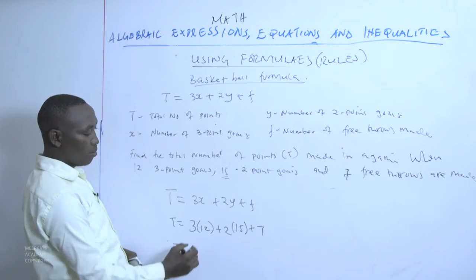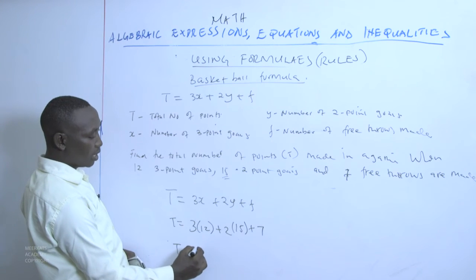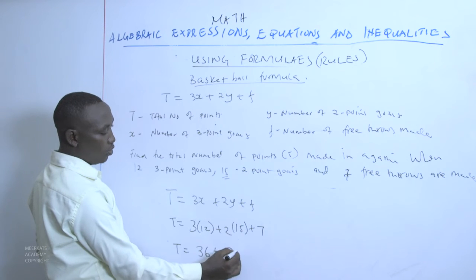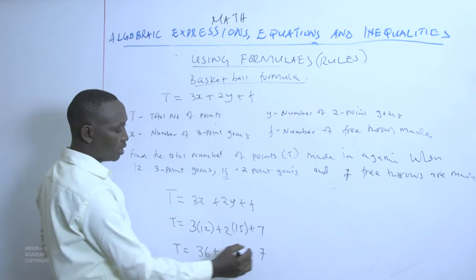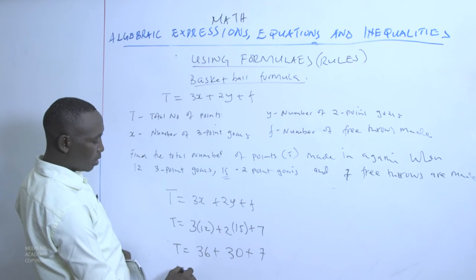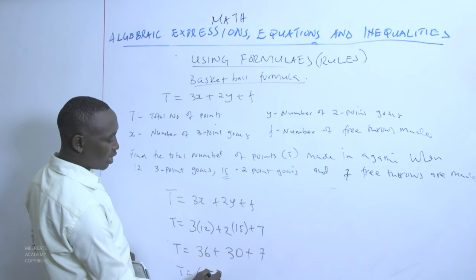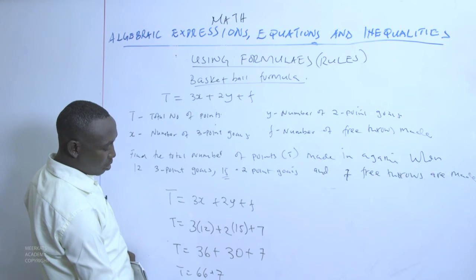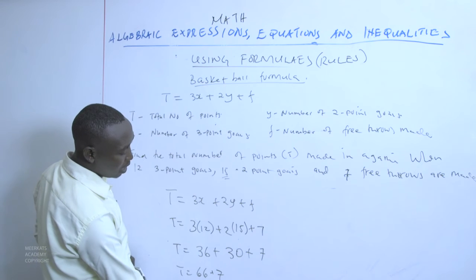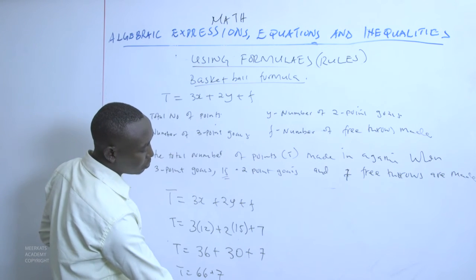So our total points will be 3 multiplied by 12, you will get 36, plus 15 multiplied by 2, you will get 30, plus 7. So this one is going to give us 66, plus 7, meaning that the total points for this team is going to be 73 points.